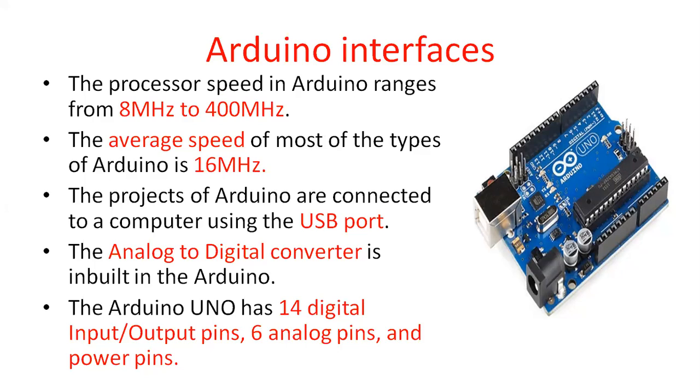And then in this case you have some converters also available. Which types of converters are available here? An analog to digital converter is built into the Arduino board. Here the Arduino has 16 digital IO pins, which I already showed you. These are all 16 digital IO pins, and then 6 analog pins and power pins are available.